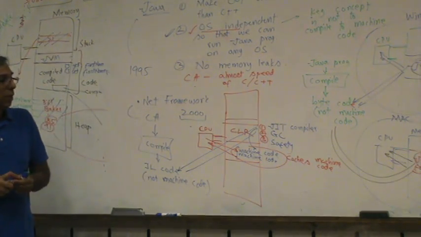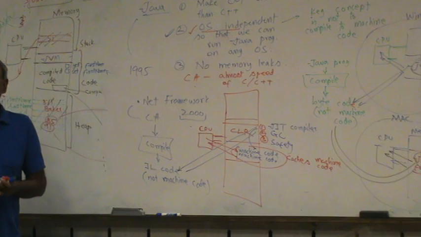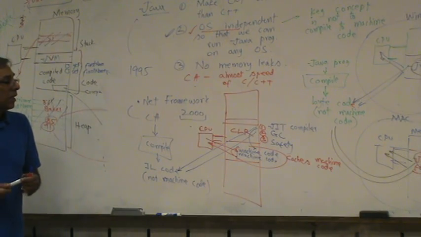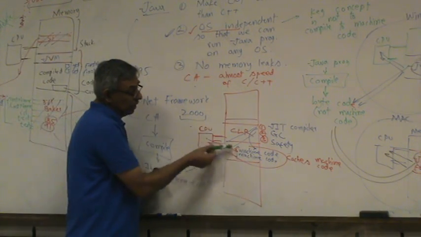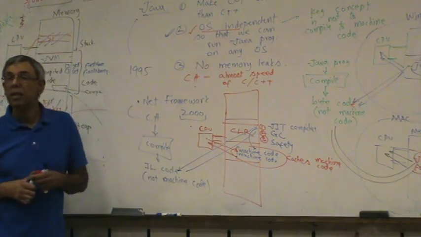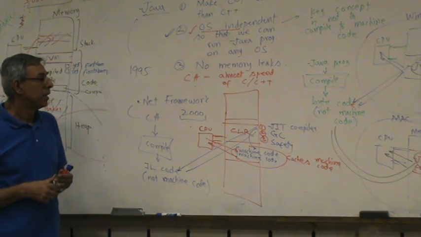Why do I say almost? How come it's not 100% the same speed as C, C++? I'm comparing the speed the second time, not the first time. It doesn't have to access the cache only, it also has to check the code.